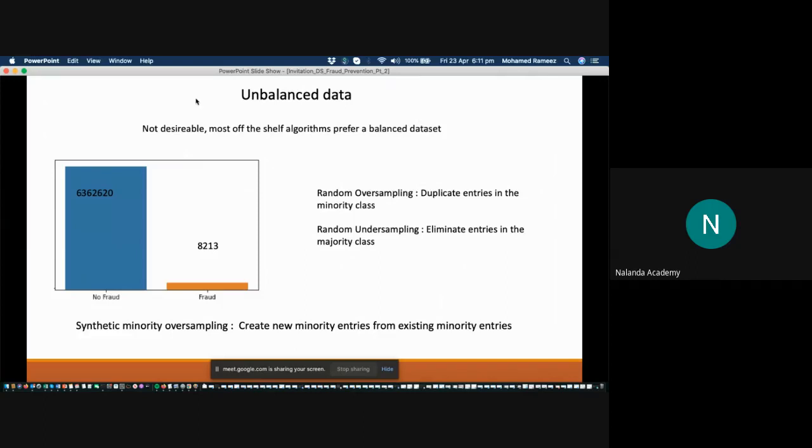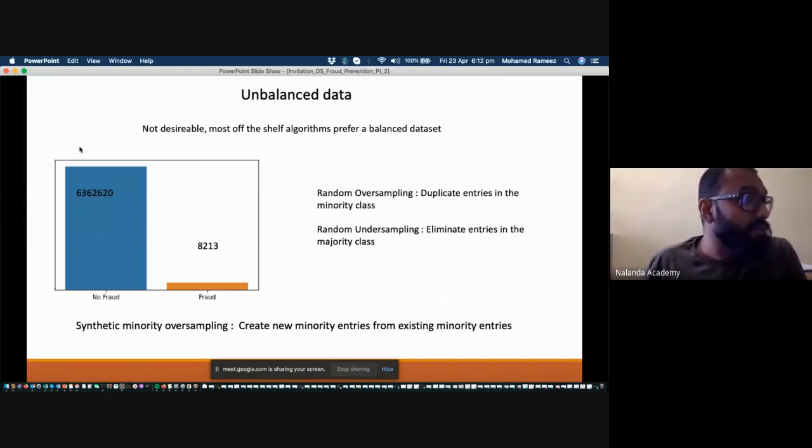So one of the first problems you'll run into when you're trying to train an algorithm is that you will have unbalanced data. And we already saw this in the data set we looked at in the last exercise. There were 6,362,620 entries in total, out of which only 8,213 entries were marked as fraud. So that's roughly of the order of 0.1% of the data.